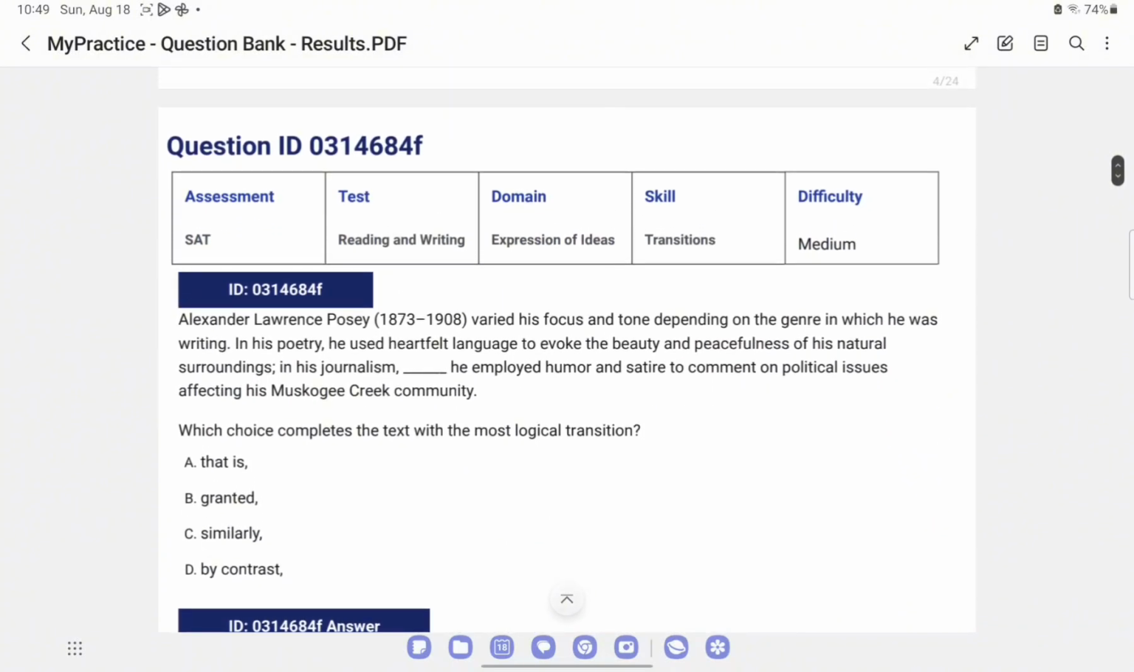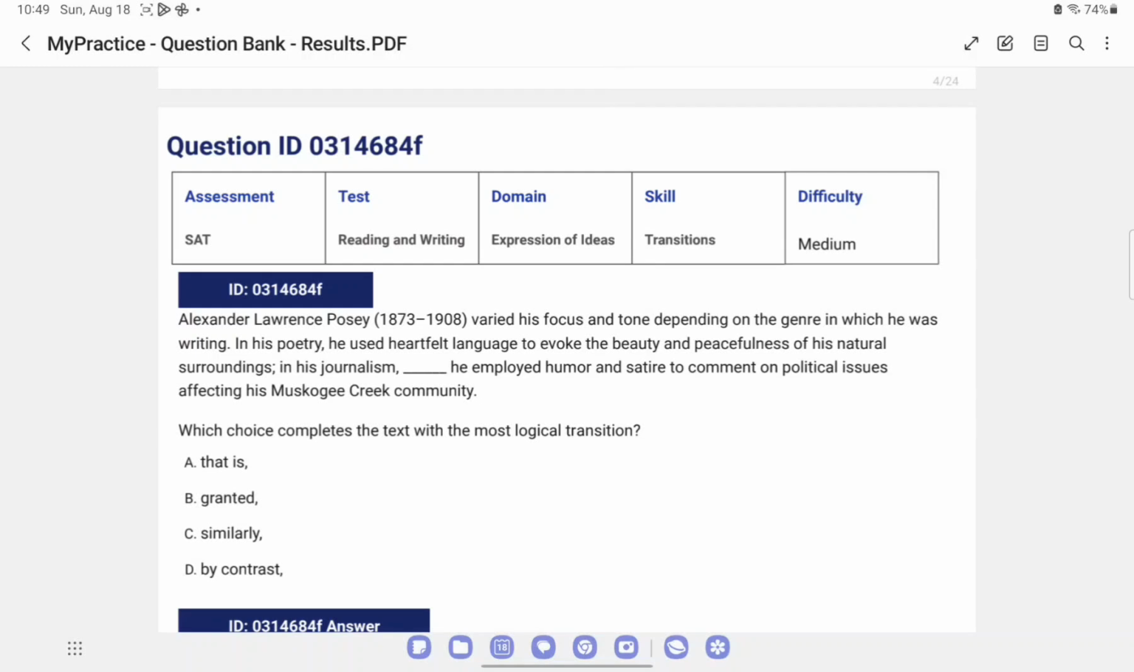Next question. Alexander Lawrence Posey varied his focus and tone depending on the genre in which he was writing. In his poetry, he used heartfelt language to evoke the beauty and peacefulness of his natural surroundings. In his journalism, he employed humor and satire to comment on political issues affecting his Muskogee Creek University. So which choice completes the text with the most logical transition?